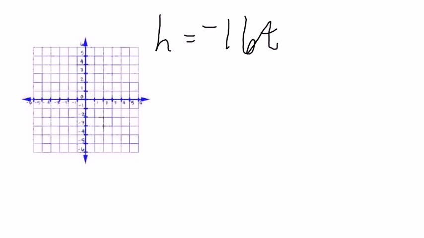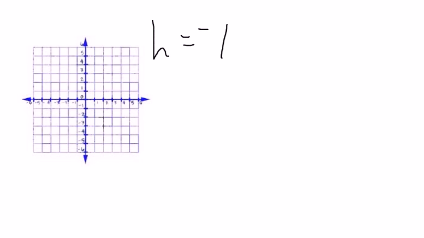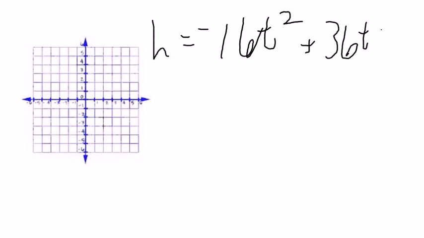Let's make that better here. Height equals negative 16t squared plus 36t plus 9. And how many seconds does the ball reach its maximum height? Round to the nearest hundredth if necessary. Okay. So again, we're looking for a maximum.